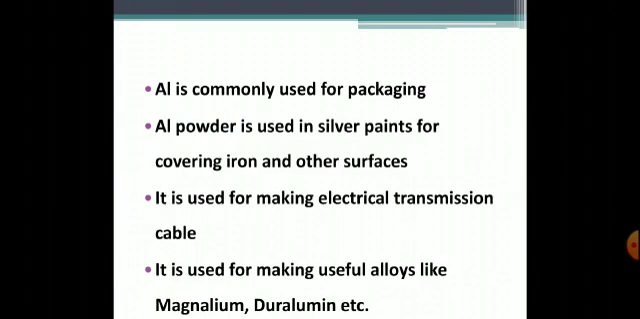So up to this, extraction of aluminium, physical and chemical properties, and uses of aluminium are over.